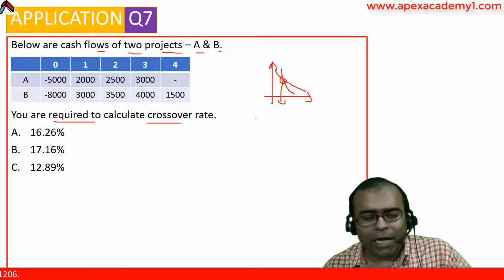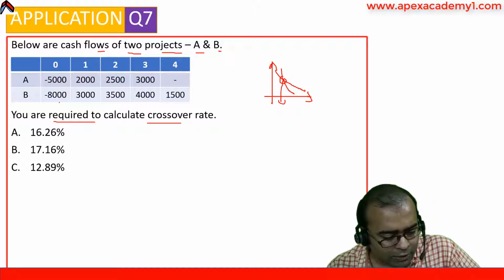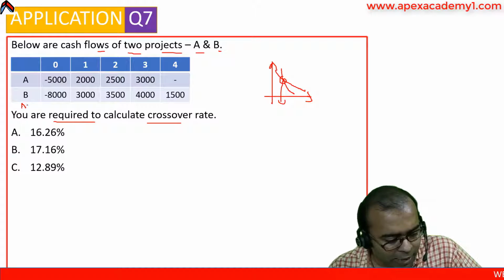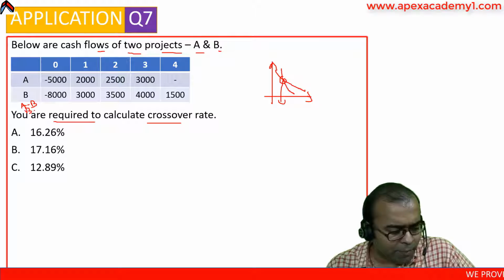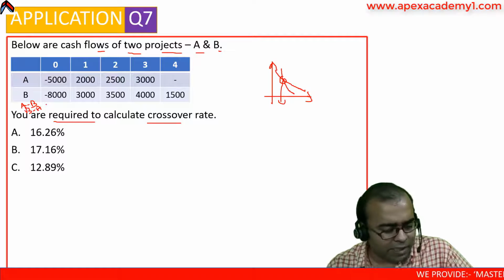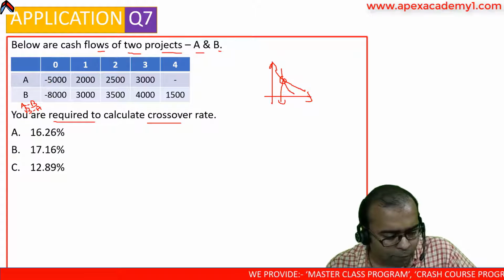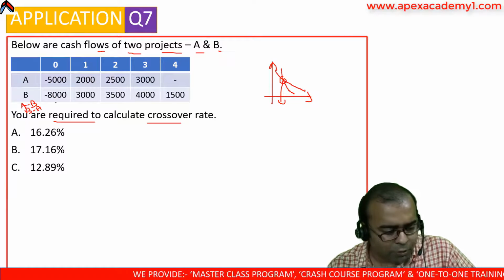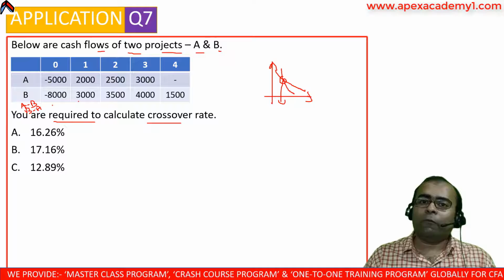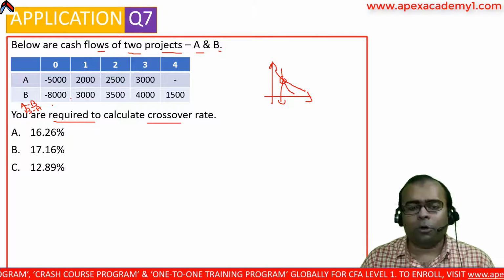How are we supposed to calculate it when nothing is informed? Then you have to calculate A minus B. You can also calculate B minus A, and you will end up getting the same answer. You have to calculate the difference of both the cash flows, and then calculate the IRR of the difference, and then you will get your crossover rate.